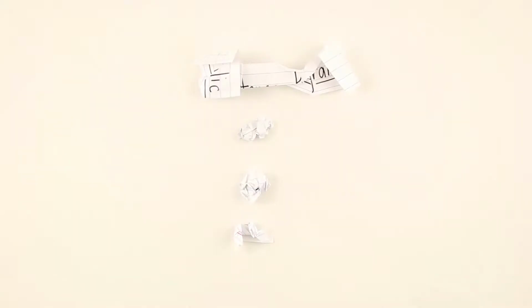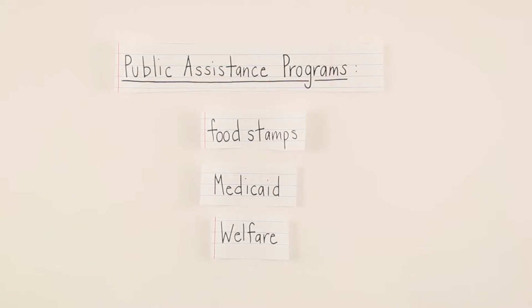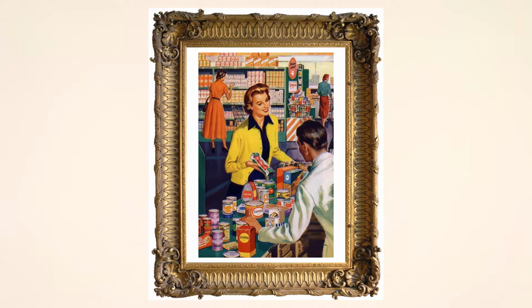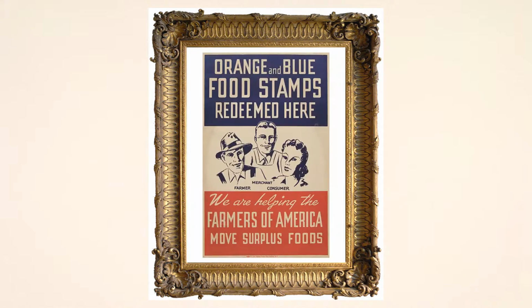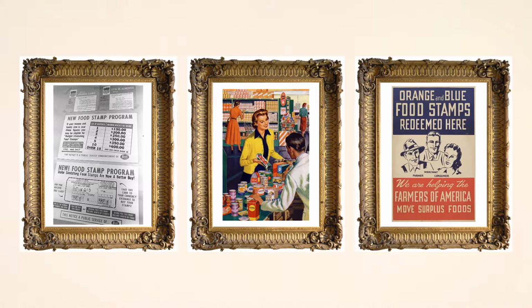The three largest public assistance programs are food stamps, Medicaid, and welfare. The food stamp program began in 1961. Its purpose was to help low-income families buy the food they needed and to help farmers get rid of surplus crops. Since its beginnings, the number of Americans enrolled in food stamps has greatly increased.